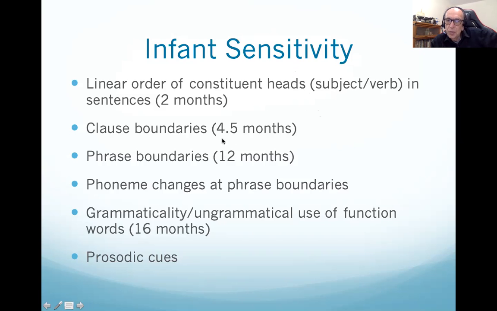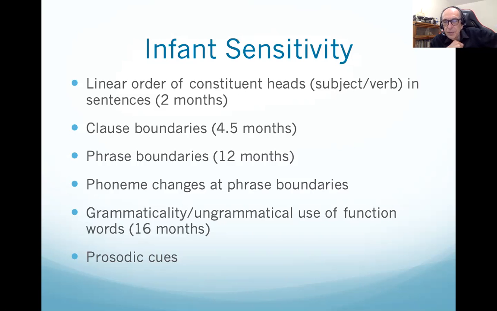Clause boundaries, 4.5 months. So the boundary between the subject and the verb phrase, they're sensitive to. In complex sentences, like the boy ran down the street and the girl walked up the stairs, those are two independent clauses, right? Connected by a conjunction. The boundary between two clauses, babies are sensitive to at 4.5 months.